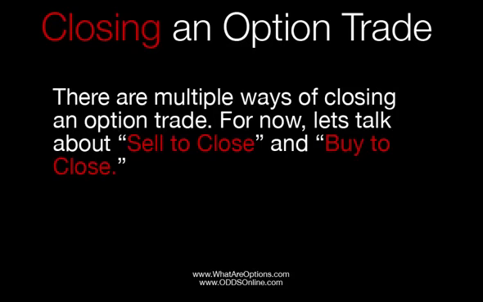There are multiple ways of closing option trades. For now, let's talk about closing the trade by doing the opposite of what we did to enter the trade. That means if we bought an option to open, we would sell to close. We would sell the right that we bought to exit the trade. If we sold to open the trade, we would just do the opposite to exit. We would buy the right back that we sold and remove our obligation. Again, there are other ways to exit, and we'll talk about those later.